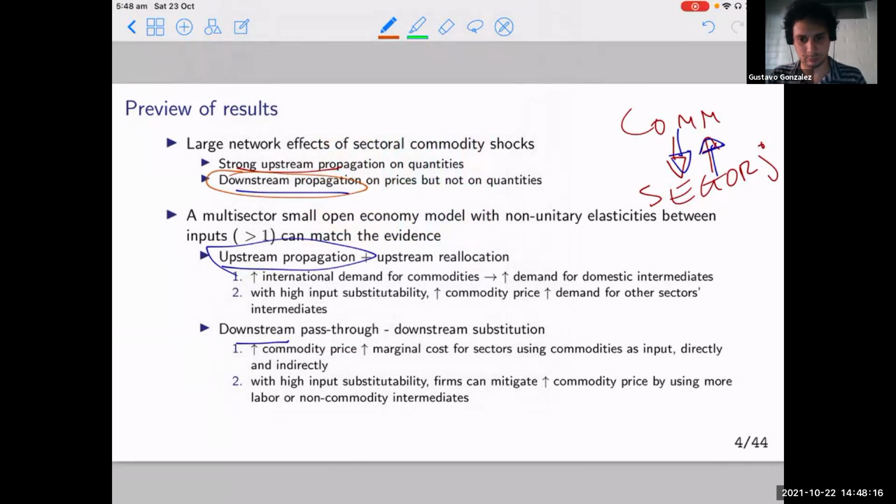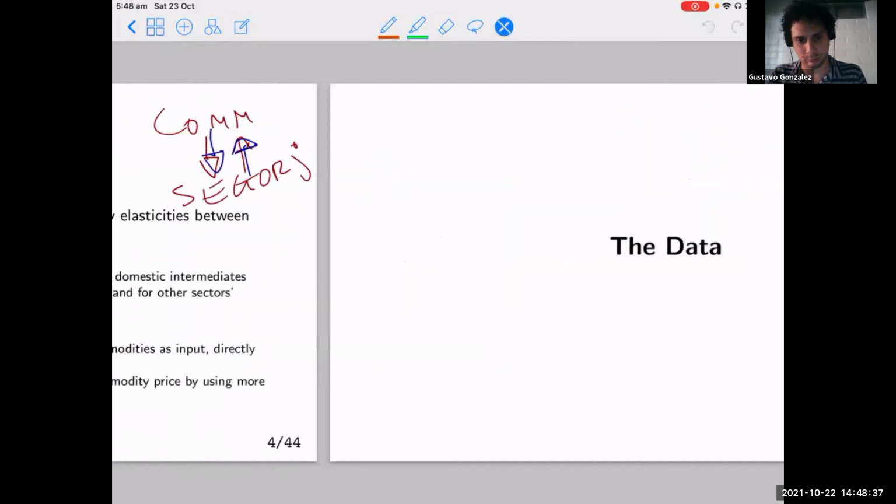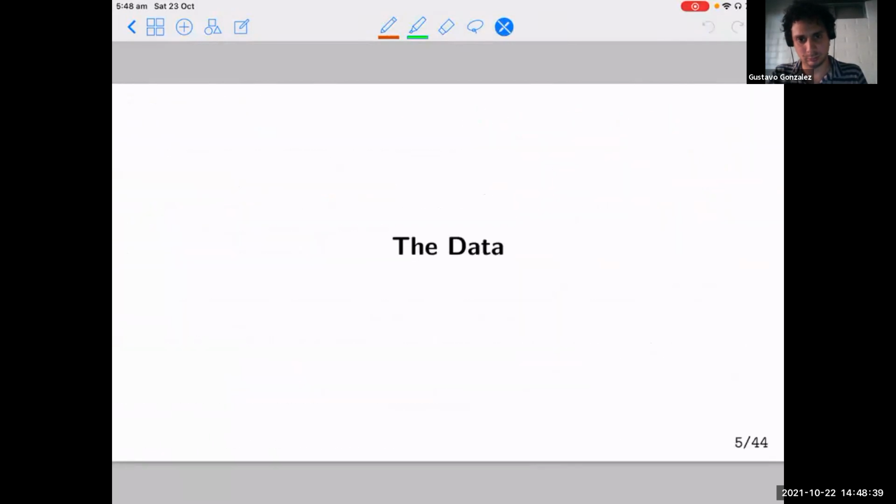So even though your marginal cost might increase because you use commodities, it might be the case that you can substitute for labor or capital, which is not explicitly in the model, or you can substitute for other inputs. So it's a mechanism that qualitatively can explain the result. Let me now move to the data.